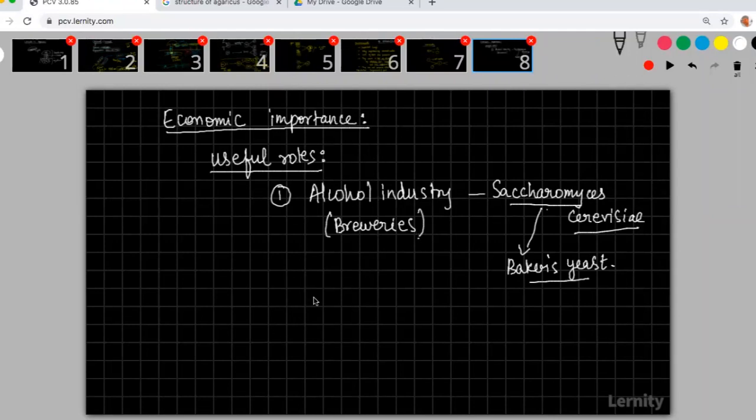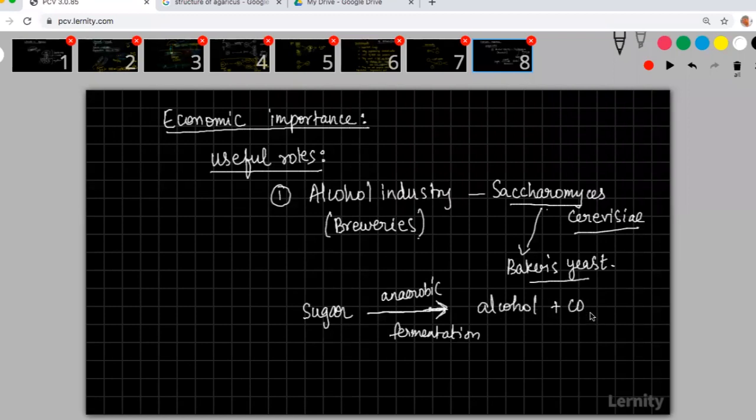So you guys would have studied about this. Whenever sugar is treated with anaerobic fermentation, it will produce what, and what? In 10th standard, you would have studied in life processes. When sugar is there, glucose is converted into what? Alcohol plus carbon dioxide plus energy. This alcohol is called ethanol. This is what people usually drink in alcoholic beverages.